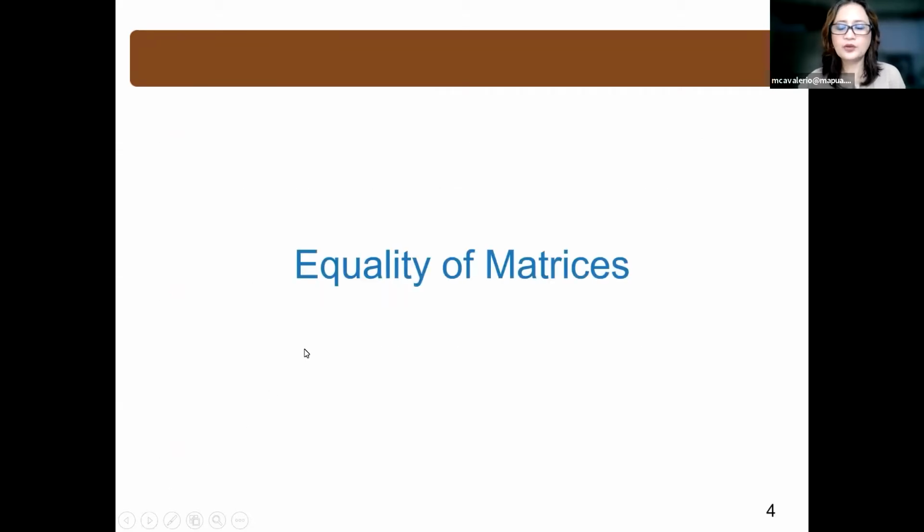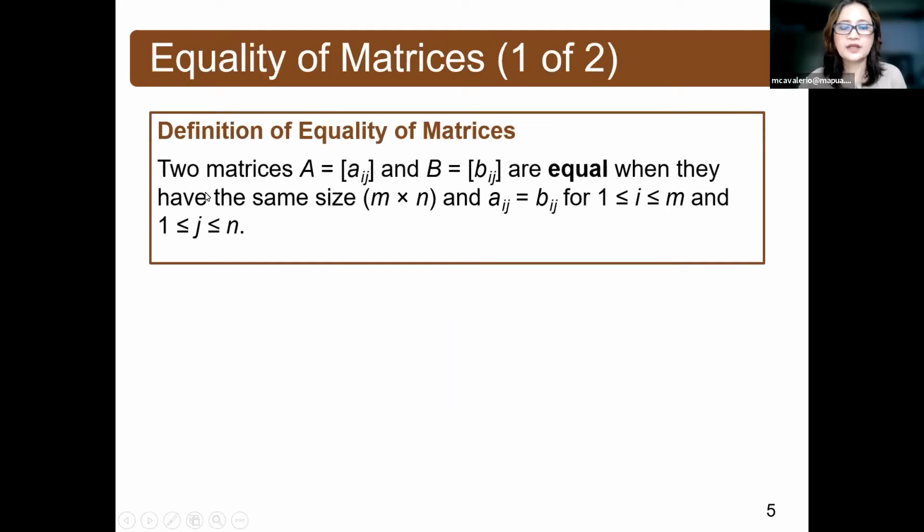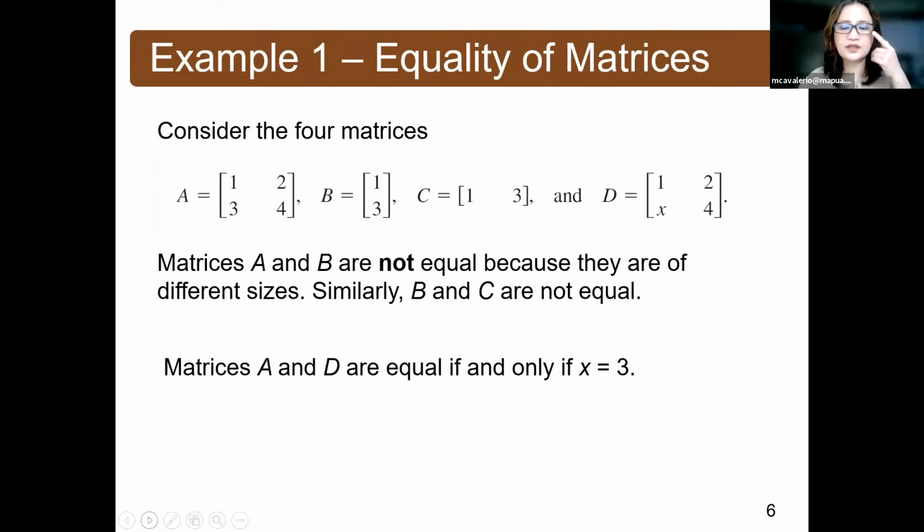Now, how do we know whether two matrices are equal? It says here that two matrices A and B with entries a sub ij and b sub ij respectively are equal when they have the same size m by n, and a sub ij is equal to b sub ij for i from 1 to m and for j from 1 to n. So let's say we have an example here.